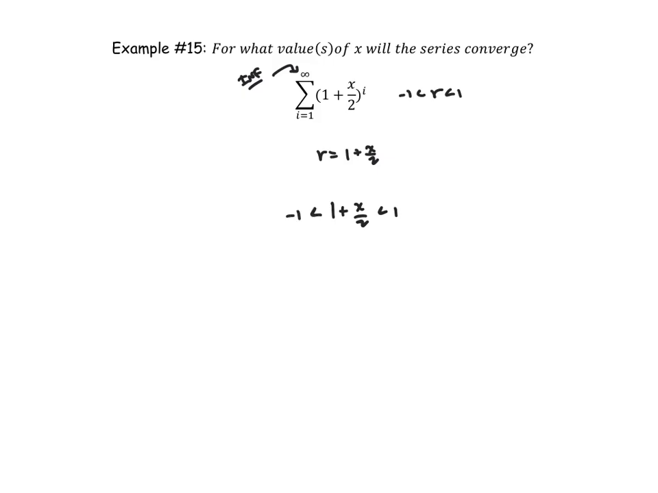First thing I would do is subtract 1 from both sides of the compound inequality, which would give me the following. X over 2 has to be between -2 and 0, not inclusive of those endpoints. Right? Now I'm going to multiply both sides of the inequality by 2. That gives me the fact that x must be between -4 and 0 in order for the series to converge. Any value between there works.